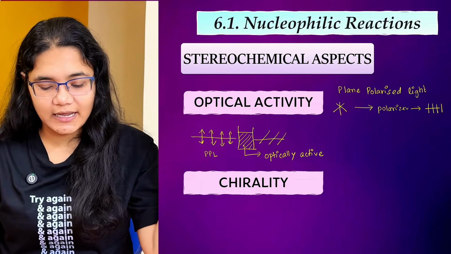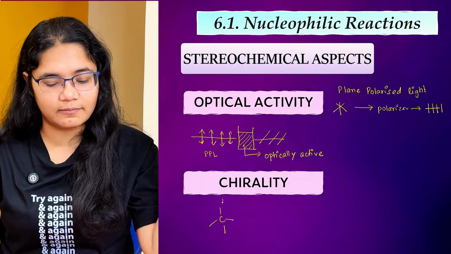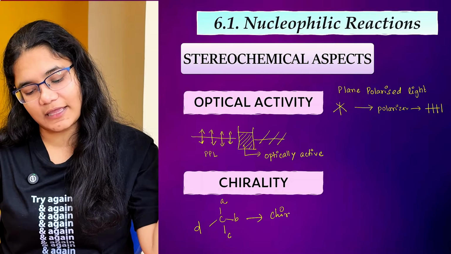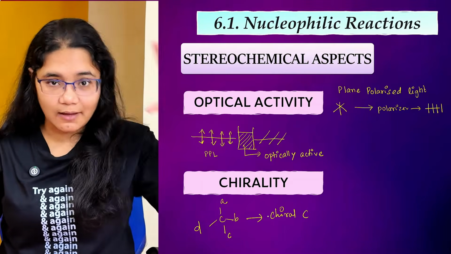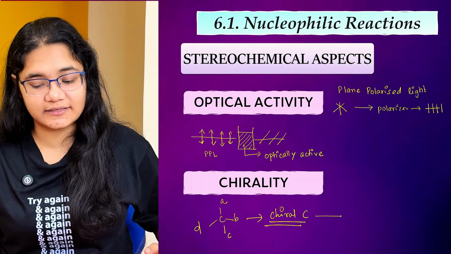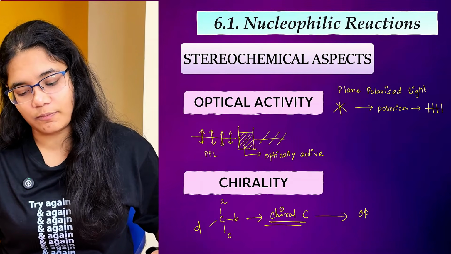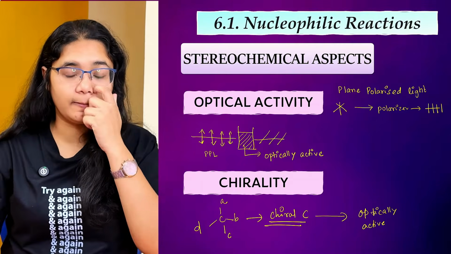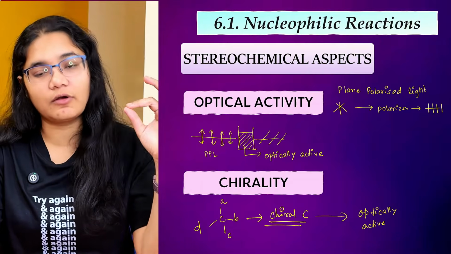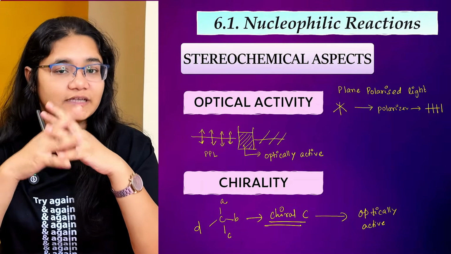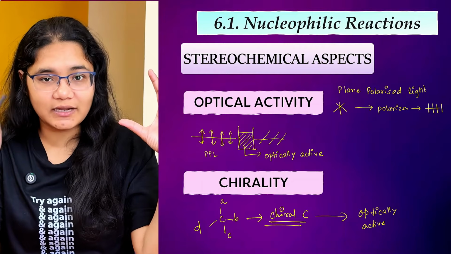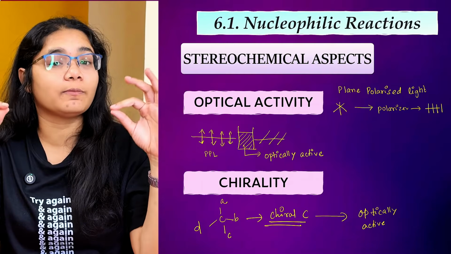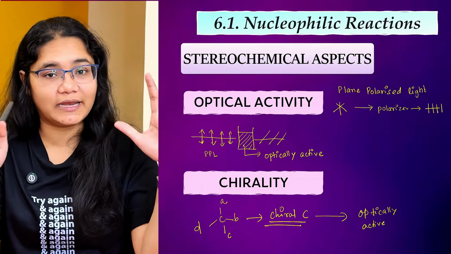That shortcut comes with the understanding of chirality. If any carbon has 4 different groups, then that carbon is called a chiral carbon. And if a compound has a chiral carbon, then there is a chance that the molecule will be optically active. Got it? What is a chiral carbon? A carbon which has 4 different groups attached. So if a molecule has one carbon with 4 different groups attached, then that molecule is optically active and it can rotate the plane polarized light.